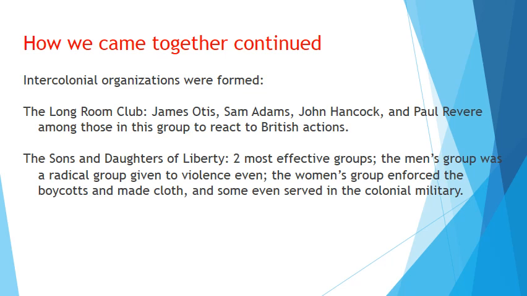They got this group together to react to the British actions, the things the British are doing that are upsetting to the colonists. Furthermore, we have another two organizations, but they're kind of together as one, that form the Sons and Daughters of Liberty. They're two very effective groups. The men's group was a radical group given to violence. Okay, they went so far as violence, and you'll learn more about that. And the women's group enforced the boycotts. They made cloth, and some you'll find even served in the colonial military. More about that later.